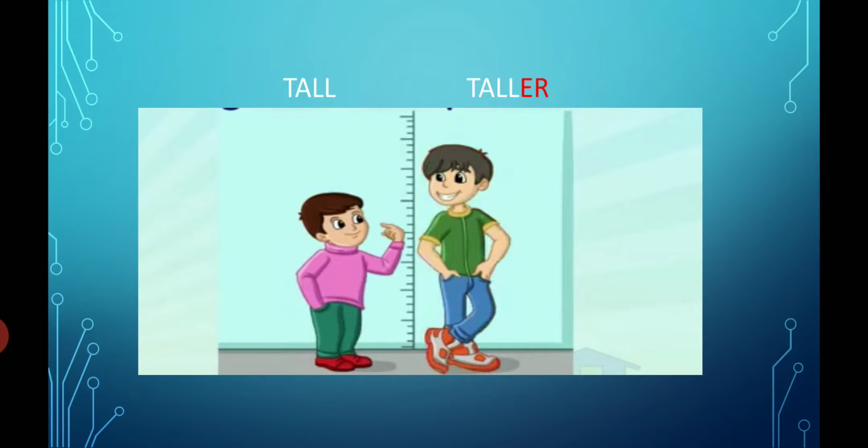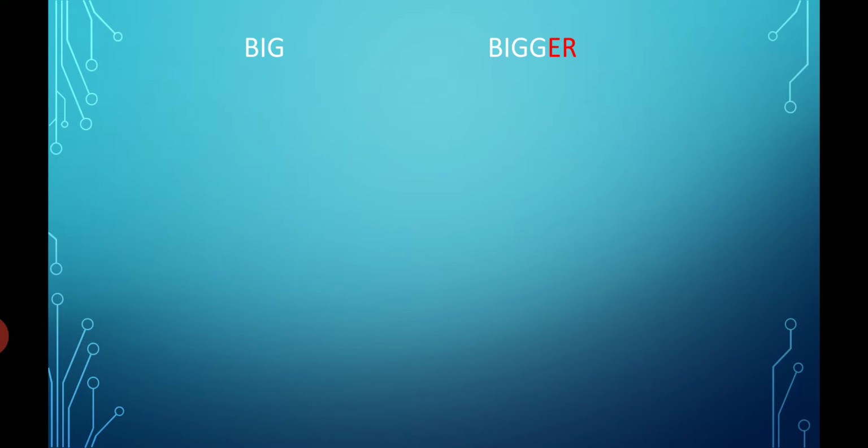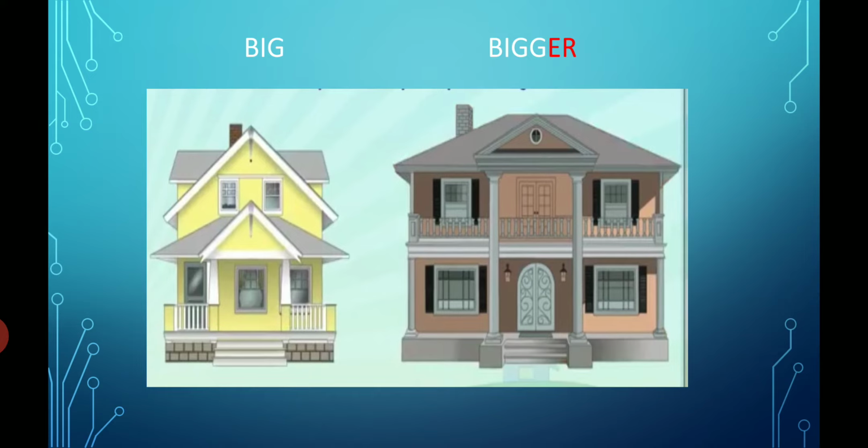Now, look at this boy who is in a purple t-shirt. He is tall. But the other boy who is in a green t-shirt is taller than the first one. So we are again comparing between these two boys' height. Now again there are two houses in front of you. The yellow house is big, but the brown house is bigger. So we are comparing one house with the other house. The first one is big and the other one is bigger.